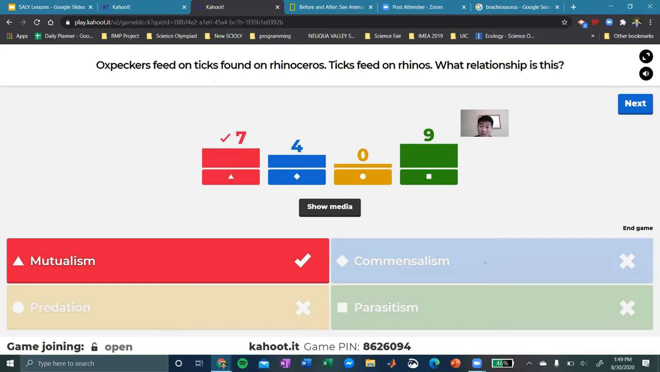So remember, commensalism is where one organism is not affected at all, but in this case, both benefit. So it's not commensalism. And then predation is where one organism hunts and kills the other. And then parasitism is where one organism benefits while the other one is actually harmed.